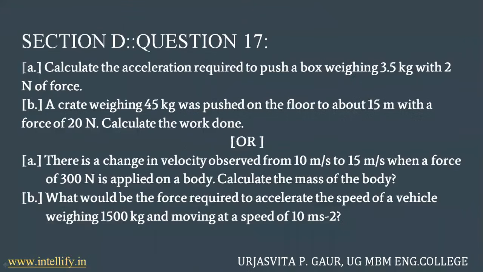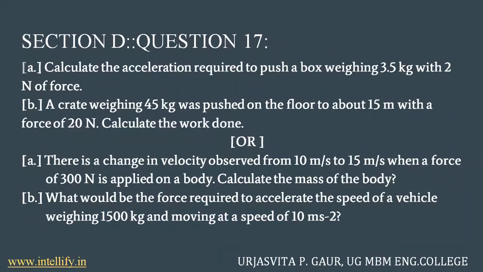Okay. Now, let's move on to the second question, which again is divided into two parts. In the first part, we'll calculate the acceleration required to push a box weighing 3.5 kg with 2 newtons of force. Part B says a carrot weighing 45 kg was pushed on the floor about 15 meters with a force of 20 newtons. Calculate the work done. In the OR part, there is a change in velocity from 10 meters per second to 15 meters per second when a force of 300 newtons is applied on a body. Calculate the mass of the body.